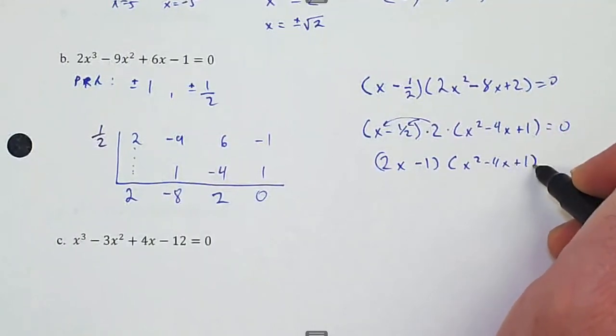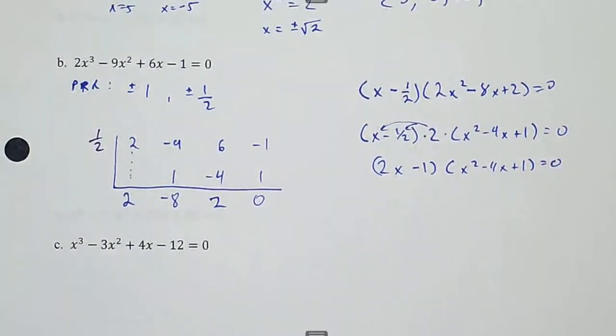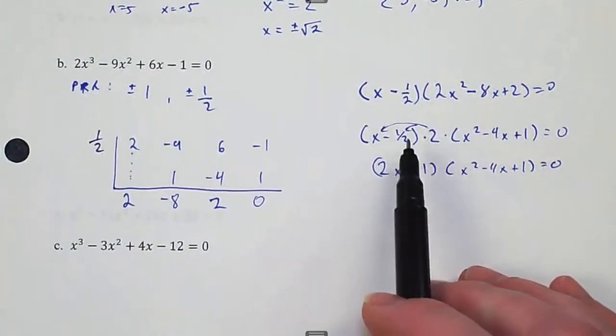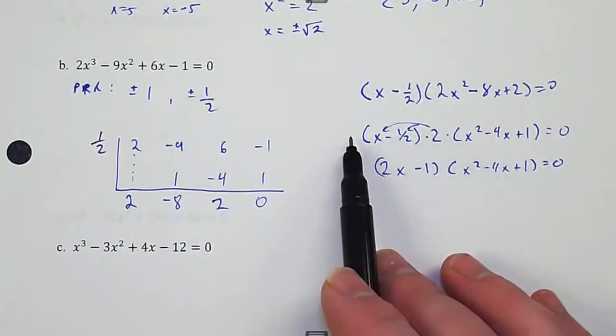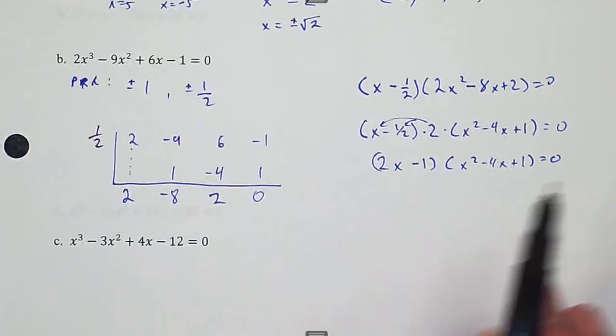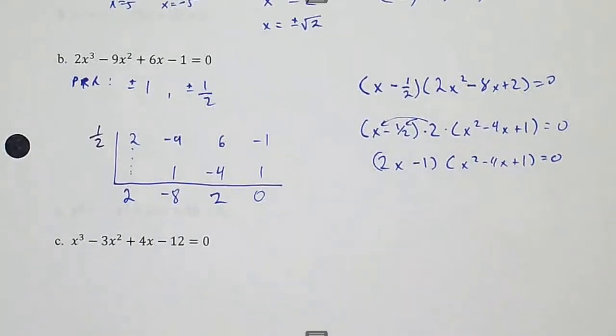Now, that step is purely for style. It's not necessary. You can leave it as x minus 1/2 times 2. You can put the 2 right out here in front. Doesn't matter. But isn't that kind of cool that it'll always work out that way?